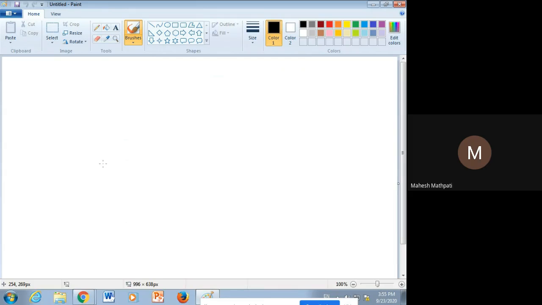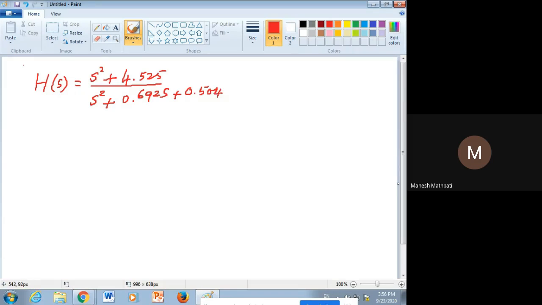Determine H of z that results when the bilinear transformation is applied to H of s equals s square plus 4.525 divided by s square plus 0.692s plus 0.504. So this is the question.